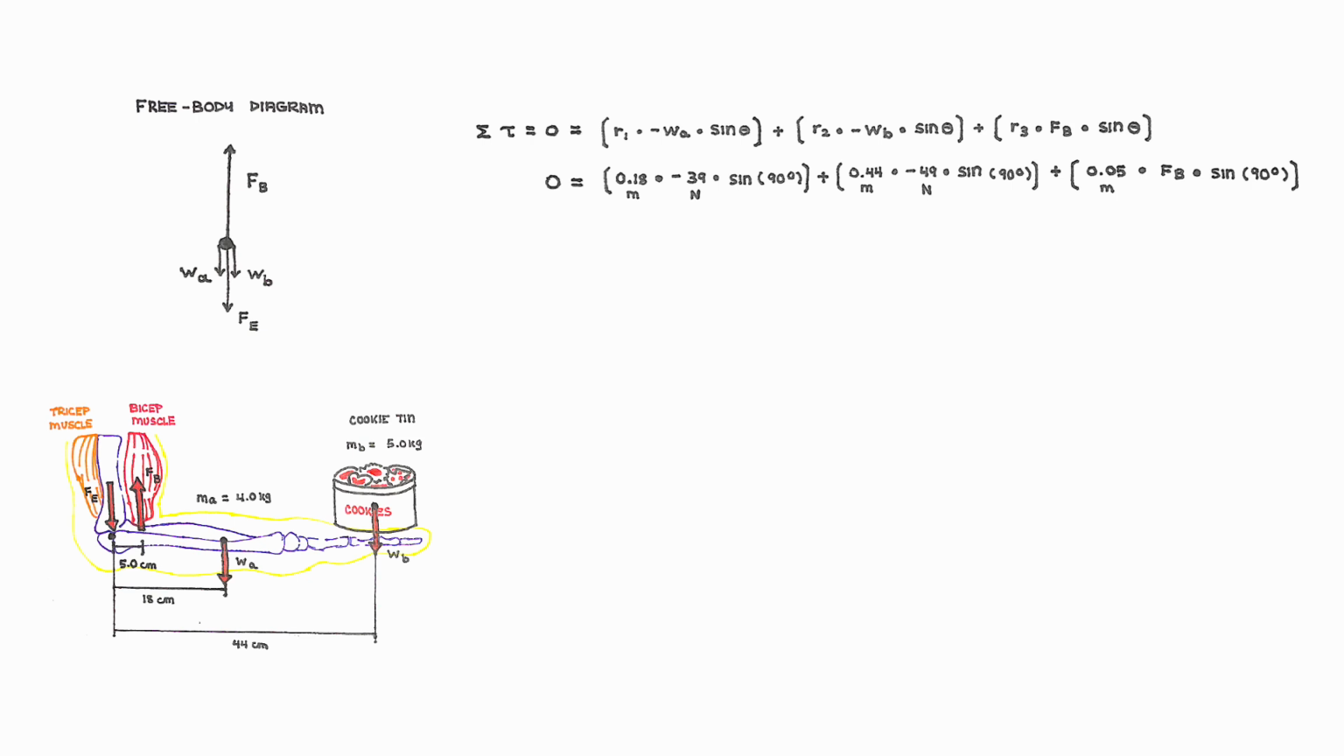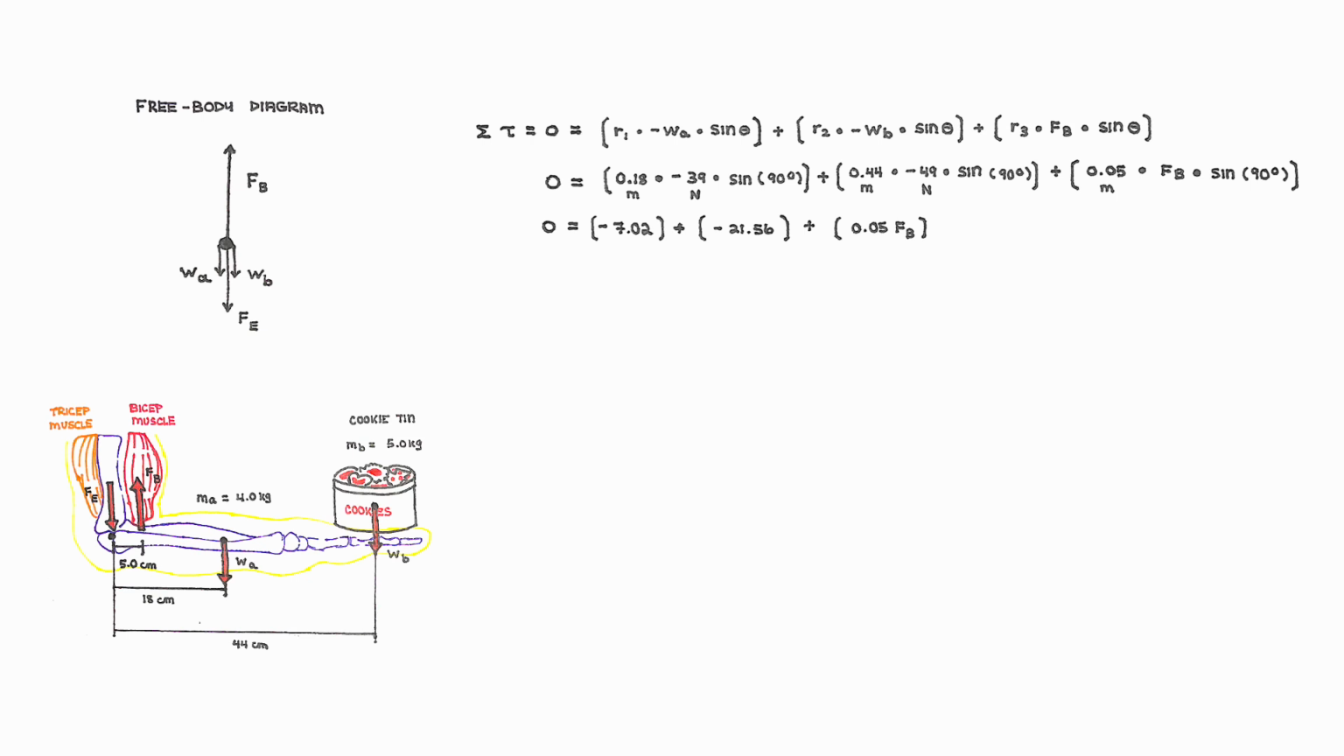After calculations have been made using our inputted values, we see that the torque of the forearm is negative 7.02 Newton meters, and the torque of the cookie tin is negative 21.56 Newton meters. We also have the torque of the bicep muscle, which ends up to be 0.05 times FB, where we still don't know what FB equals.